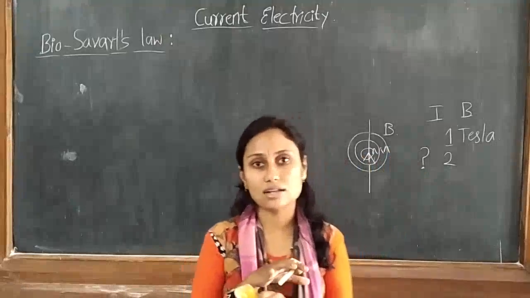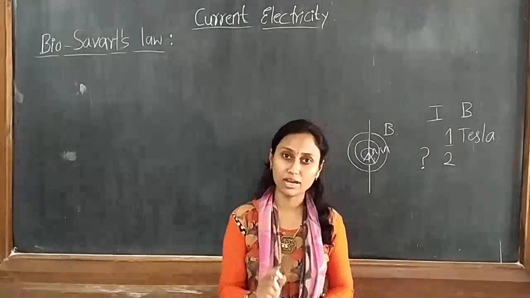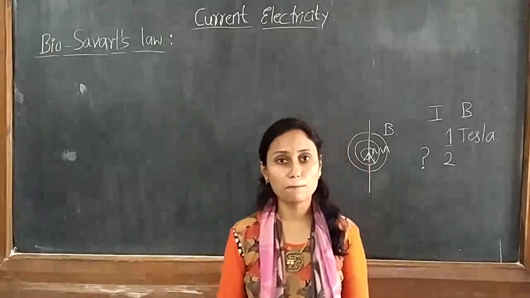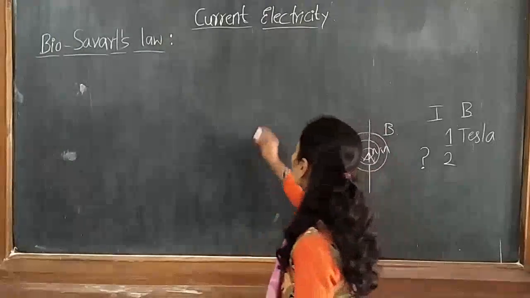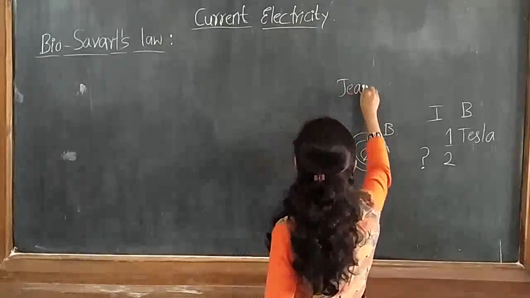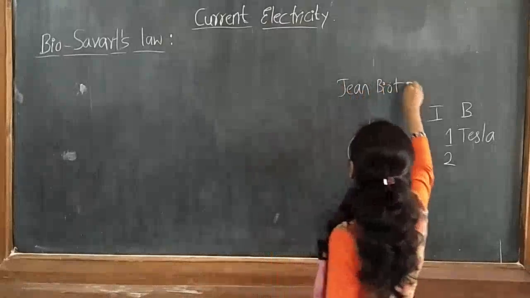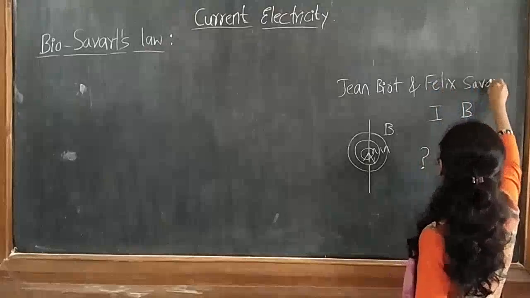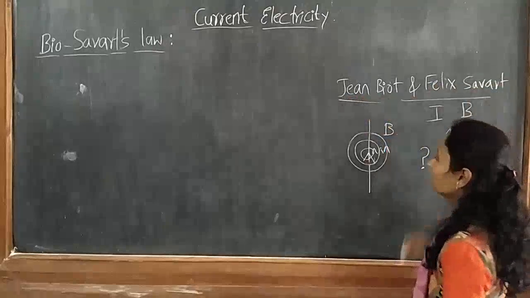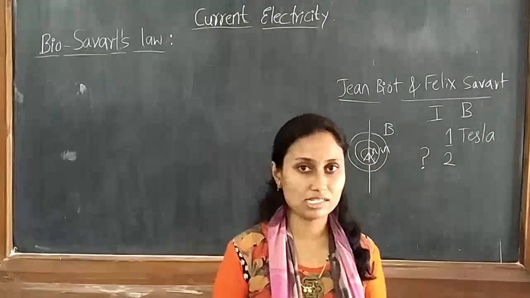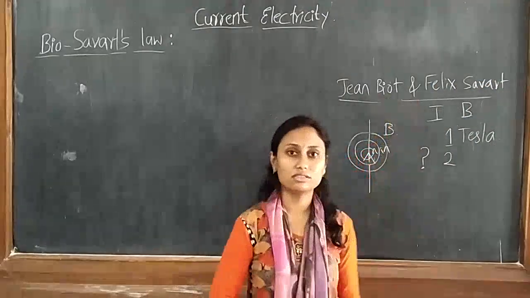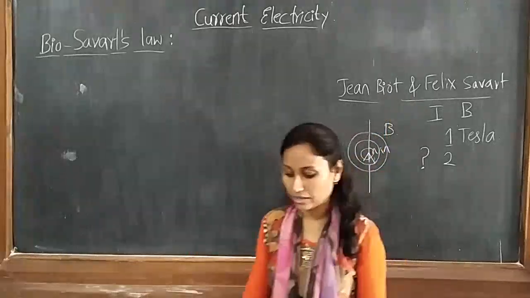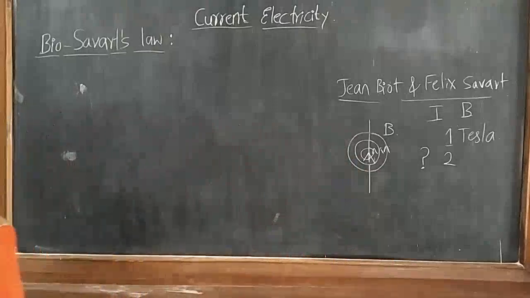To get the answer for all those questions, they made a law that is called the Biot-Savart law. There are two scientists. One scientist's name is Jean Biot, and the next scientist is Felix Savart. These are the two scientists, Jean Biot and Felix Savart. They jointly made this law. That's why we give it the name Biot-Savart law. Then let's see what the law says.